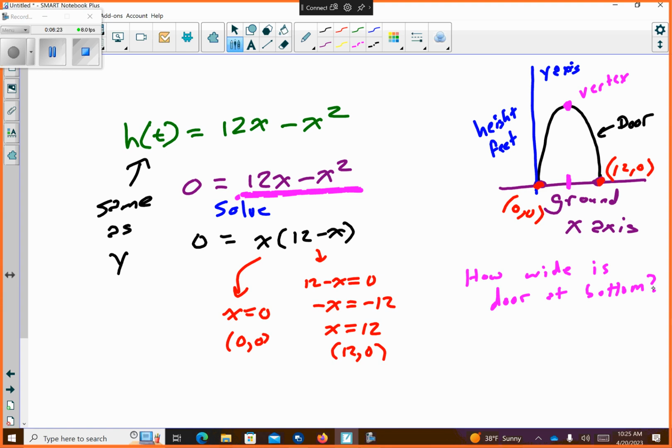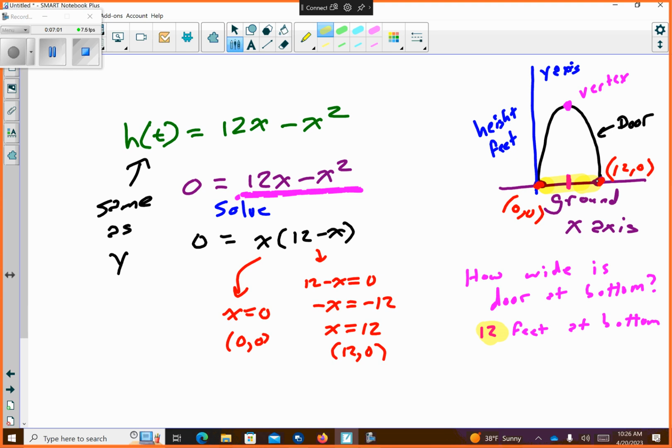12, 0. From 0 to 12 is how big? Yep. How far is it from 0 to 12? 12. Okay. So the door is 12 feet at the bottom. Okay, so let me just highlight where this is on our graph. So we have 12 feet from the bottom. So from this distance to this, that yellow distance right there on our little diagram is 12 feet.